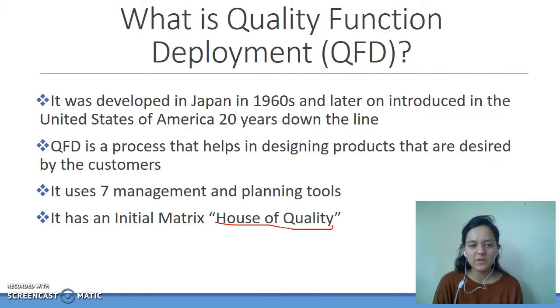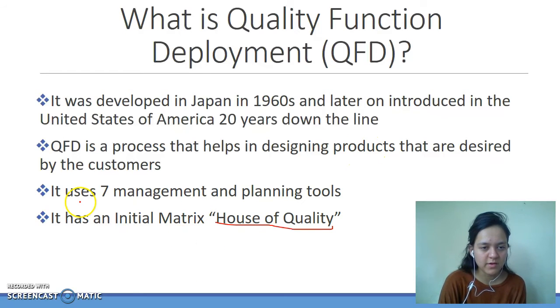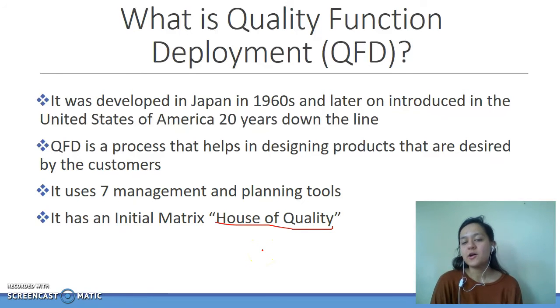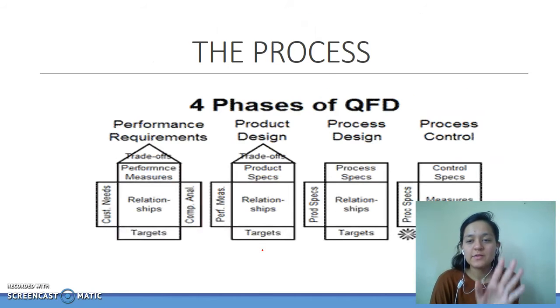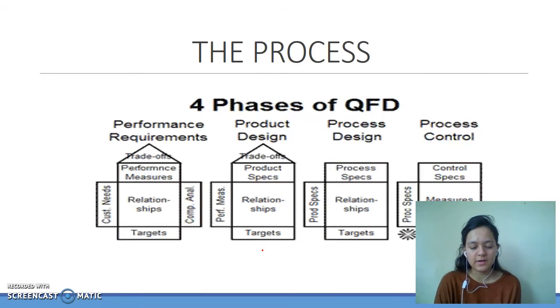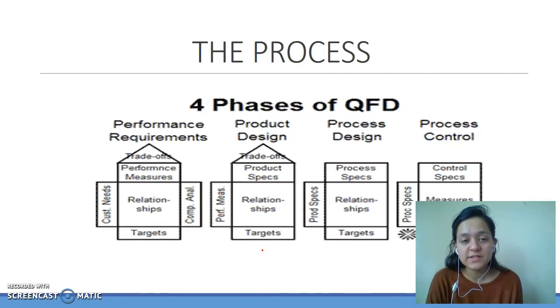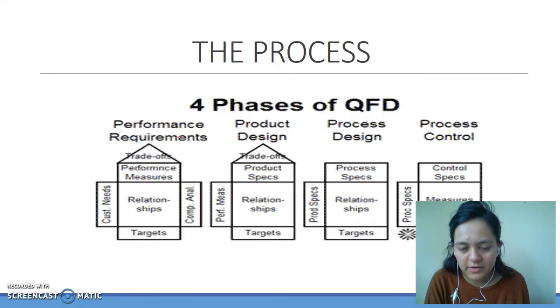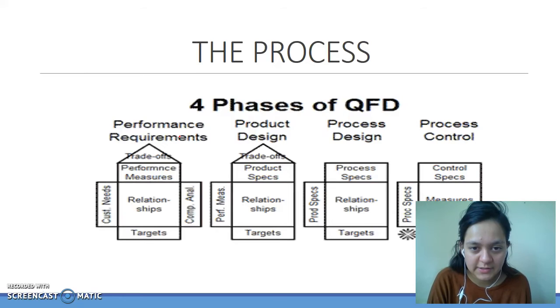So let's move on. Before we move on, I would also like to mention this point. QFD uses 7 management and planning tools, and the most important aspect of it is house of quality that you need to understand. Alright, so before we move on to the example, I would like to tell you guys the process that is involved in understanding QFD. Alright, so the first stage is, it's actually, the process is a bit different. I will be explaining you what it truly is.